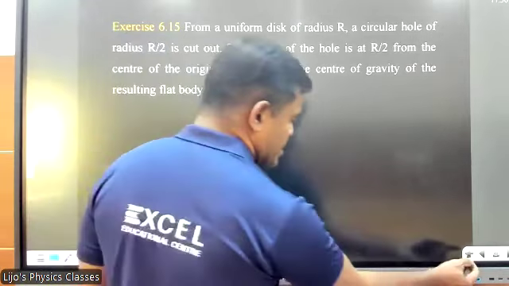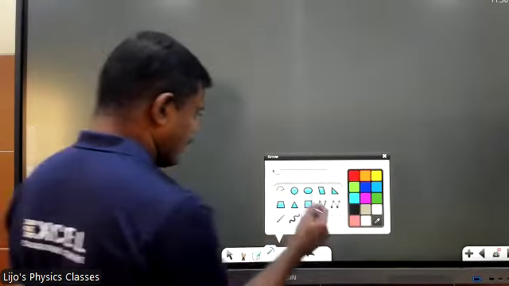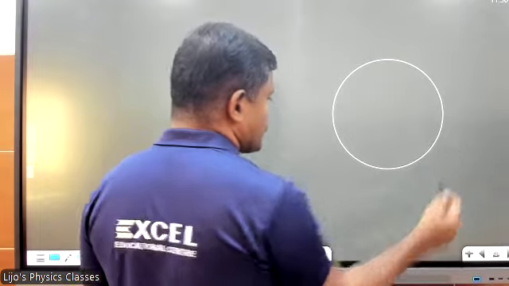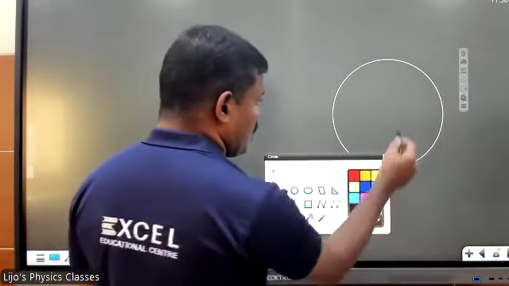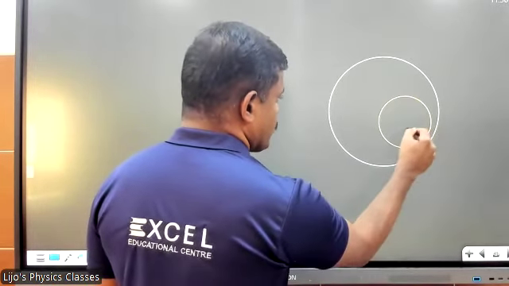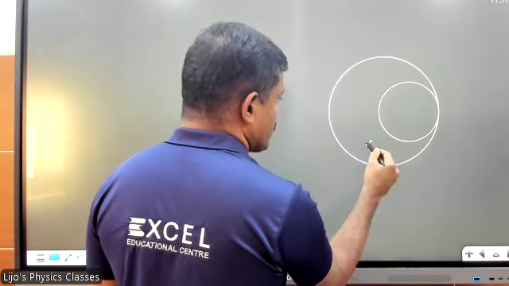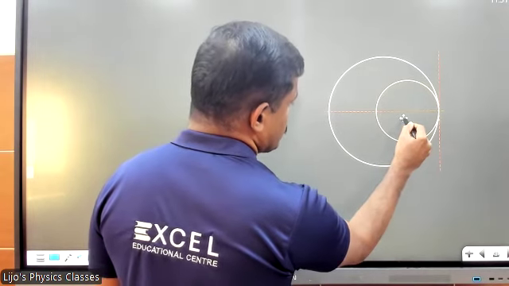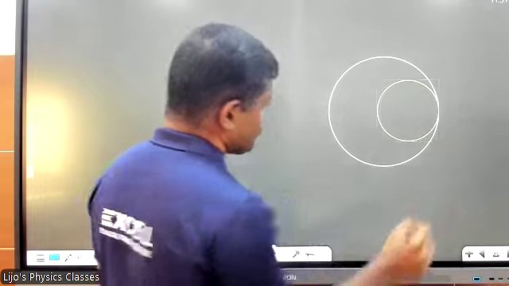That's why I'll illustrate the question. We have a disk like this, and the radius of the disk is R, and you're going to cut a small disk out of it. What is the radius of the disk you are cutting out? It is R by 2.